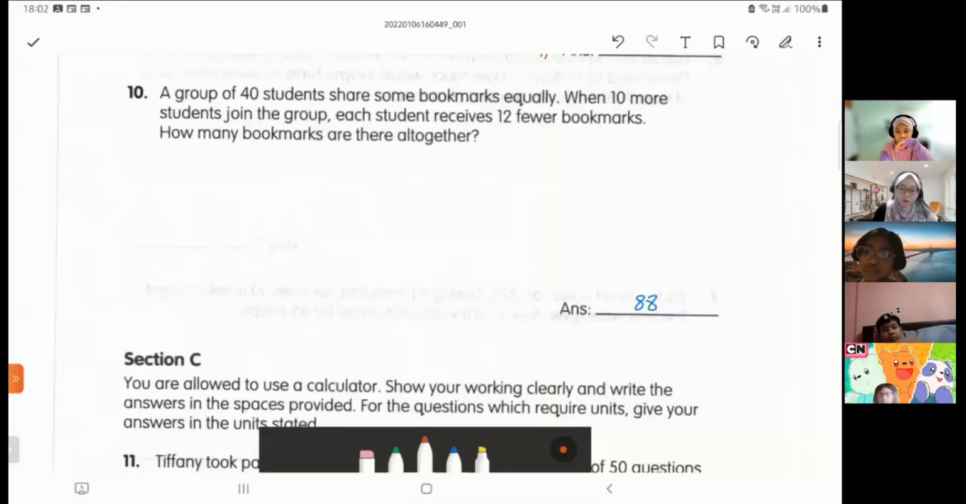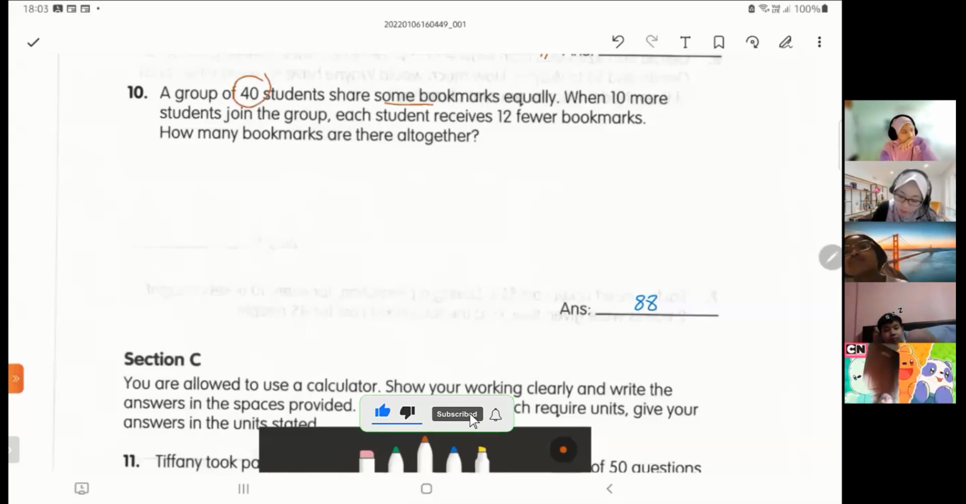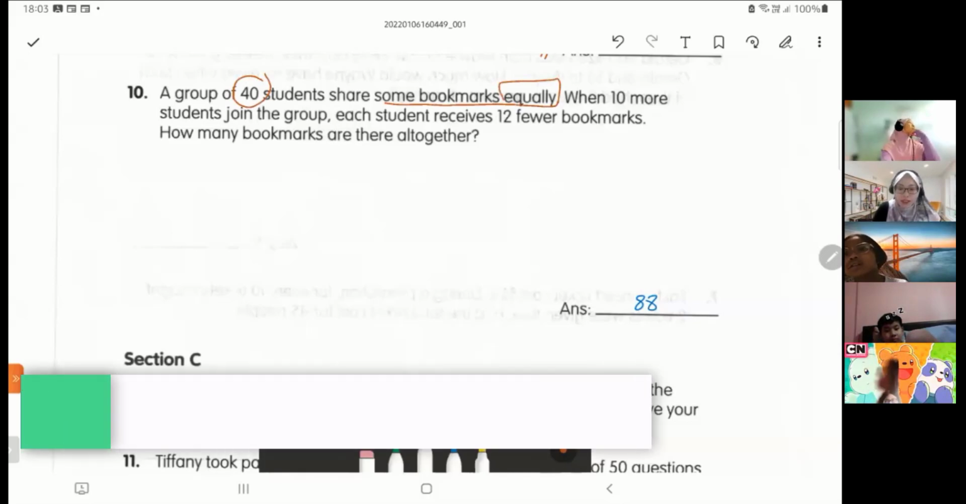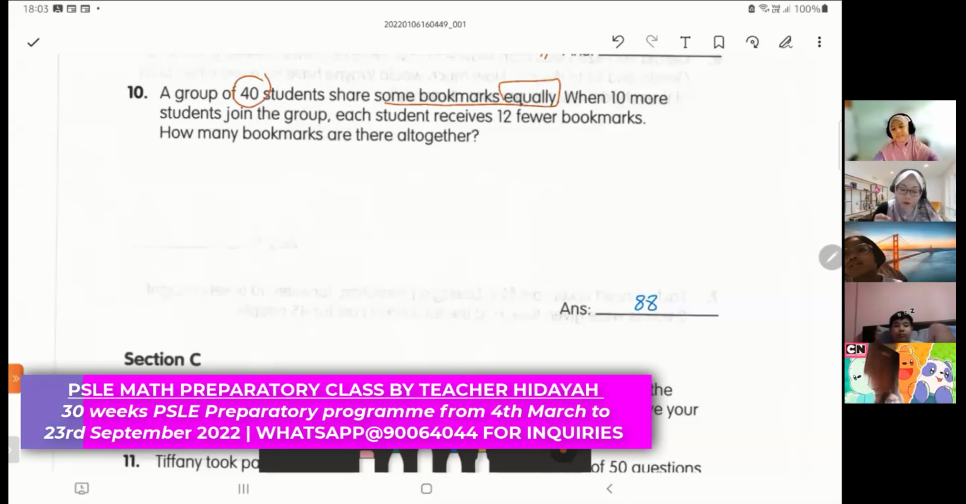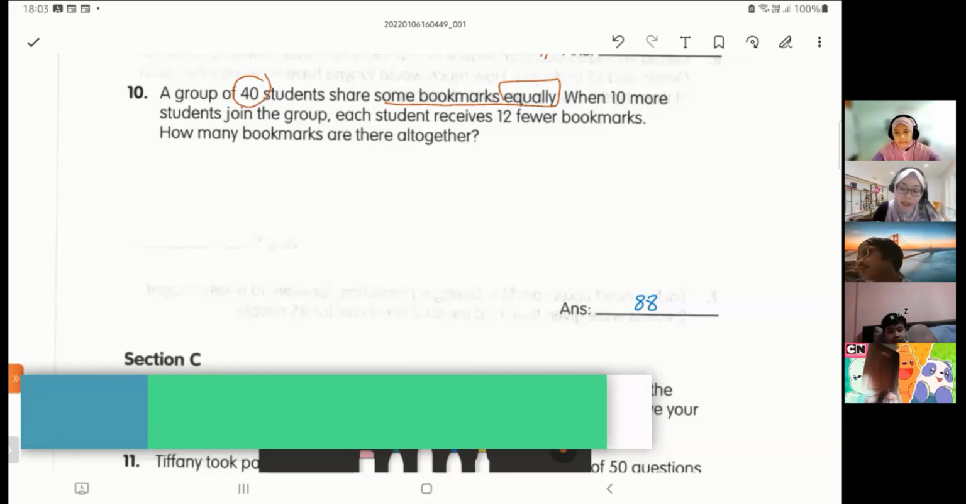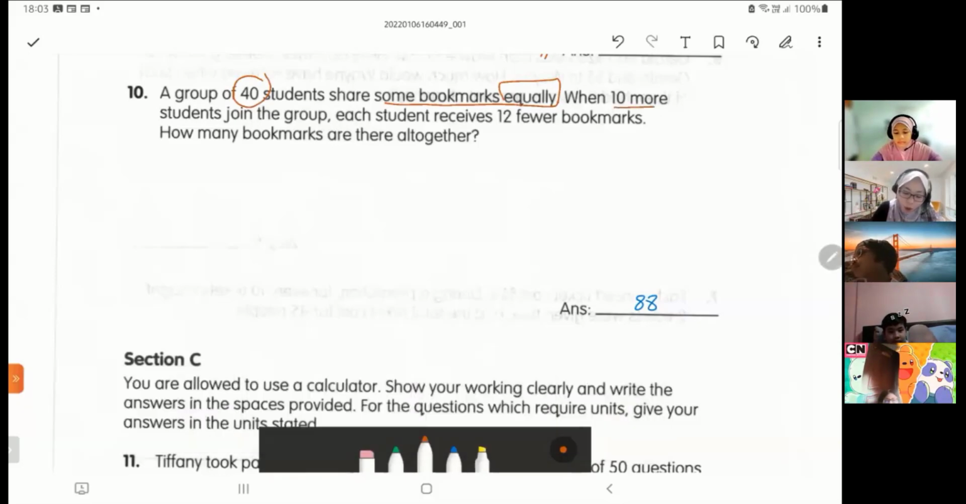A group of 40 students shared some bookmarks equally. So I have 40 students who share some bookmarks equally, which means if I divide the number by 40, there will be no remainder. That's what it means by equally. When 10 more students join the group, each student received 12 fewer bookmarks. How many bookmarks are there altogether?